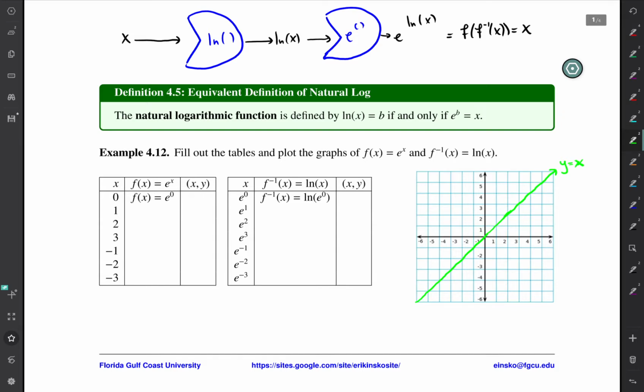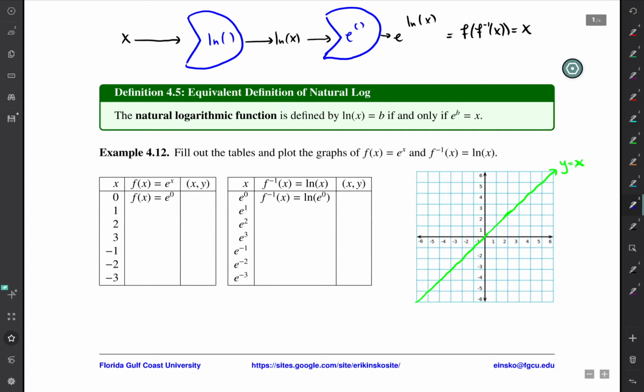Okay, definition 4.5 says that the natural log is defined by the property that ln of x equals b if and only if e to the b equals x. So in other words, if ln of x equals some output b, then e to the b is going to be equal to the original input x. This is the same thing as saying that ln of x and e to the x are inverse functions of each other.